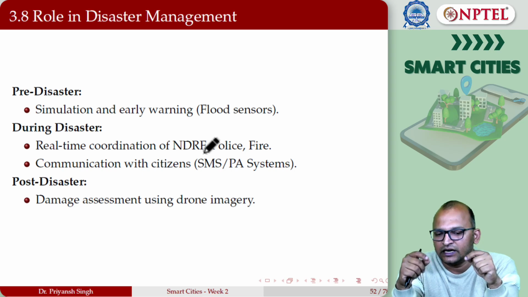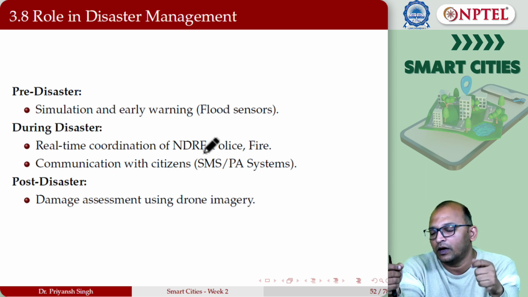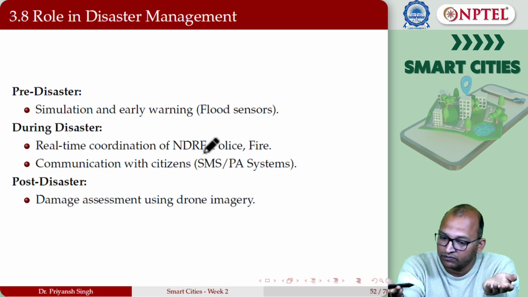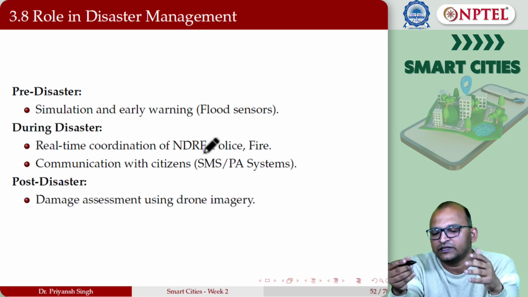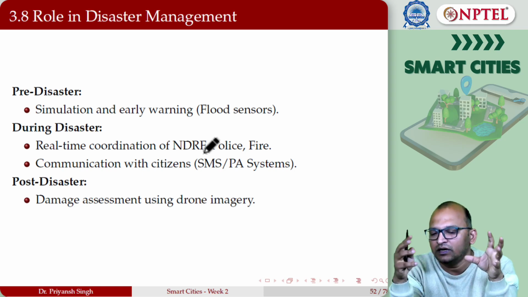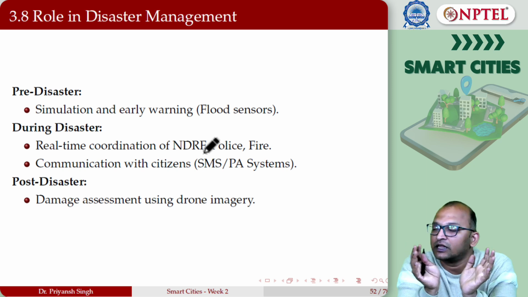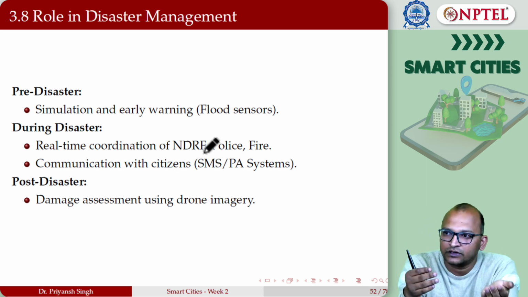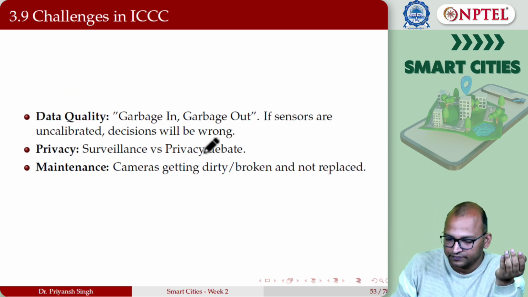During the disaster, real-time coordination of NDRF, police and fire services may happen, and communication with the citizens via SMS or some other systems, maybe by some app, may happen. And post-disaster, damage assessment can be done using a drone imagery system. So whatever the disaster management in the event of a flood, it can be taken care of from the start to the mitigation of that event.